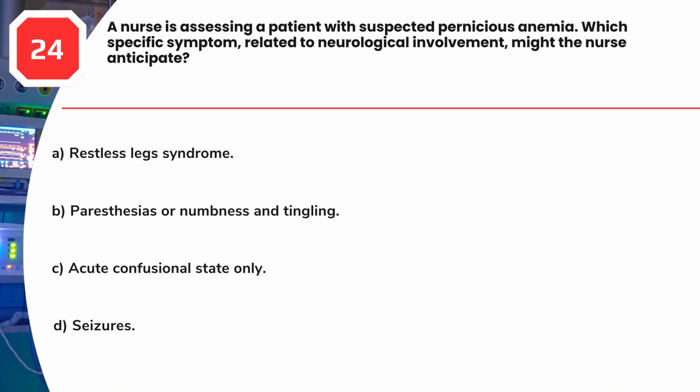Question 24. A nurse is assessing a patient with suspected pernicious anemia. Which specific symptom, related to neurological involvement, might the nurse anticipate? A. Restless legs syndrome. B. Paresthesias or numbness and tingling. C. Acute confusional state only. D. Seizures.